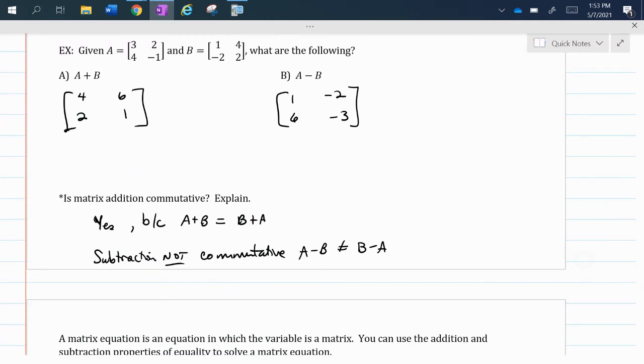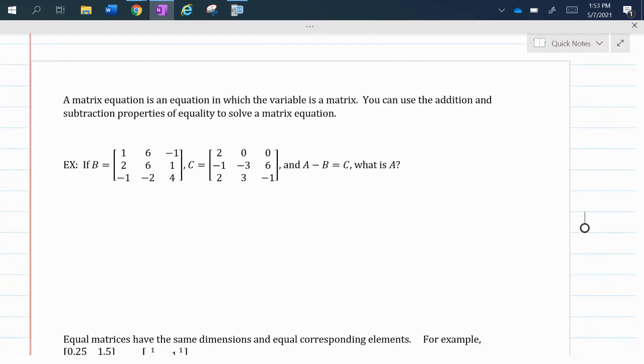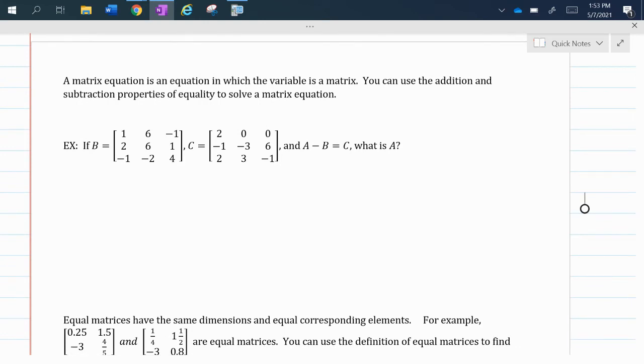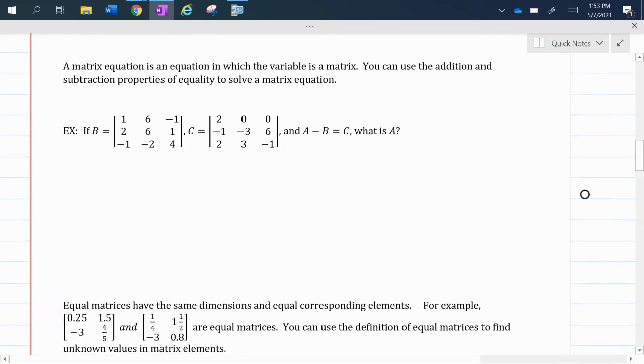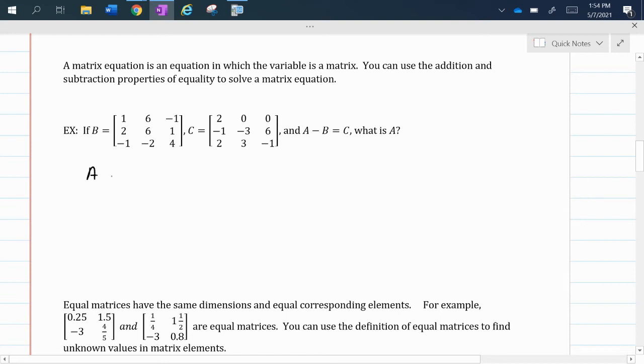A matrix equation is an equation in which the variable is a matrix. You can use the addition and the subtraction properties of equality to solve a matrix equation. So if we have matrix B and C given, and A minus B is equal to C, then what is A? So I'm going to write my equation, A minus B, which is a matrix, is equal to C, which is another matrix.